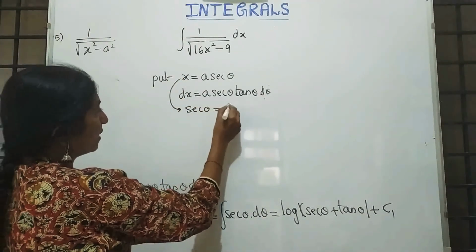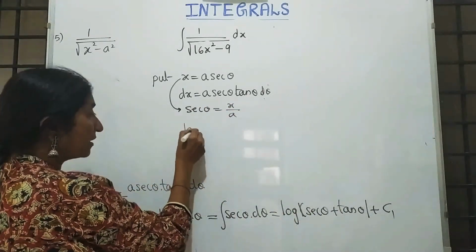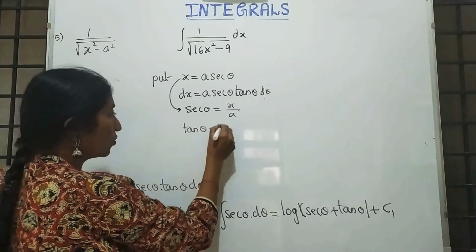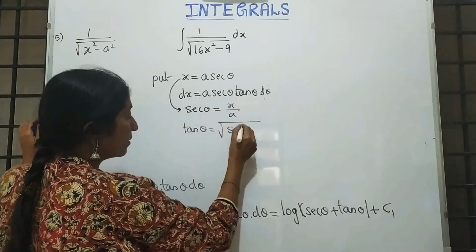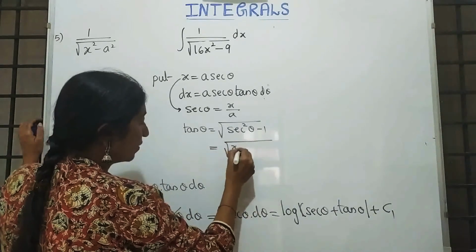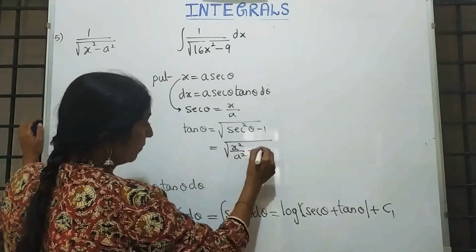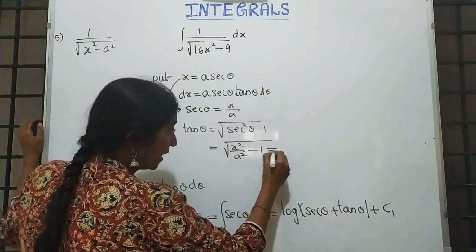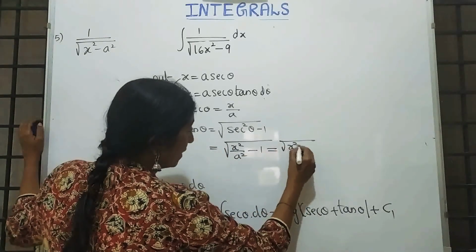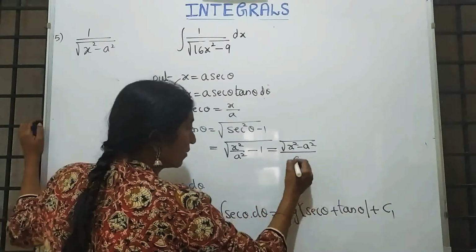Sec theta is x by a, and we required tan theta. Tan theta is equal to root of secant square theta minus 1, that is root of x square upon a square minus 1. If you take the LCM, x square minus a square, this is also under square root, but square root of a square is a.